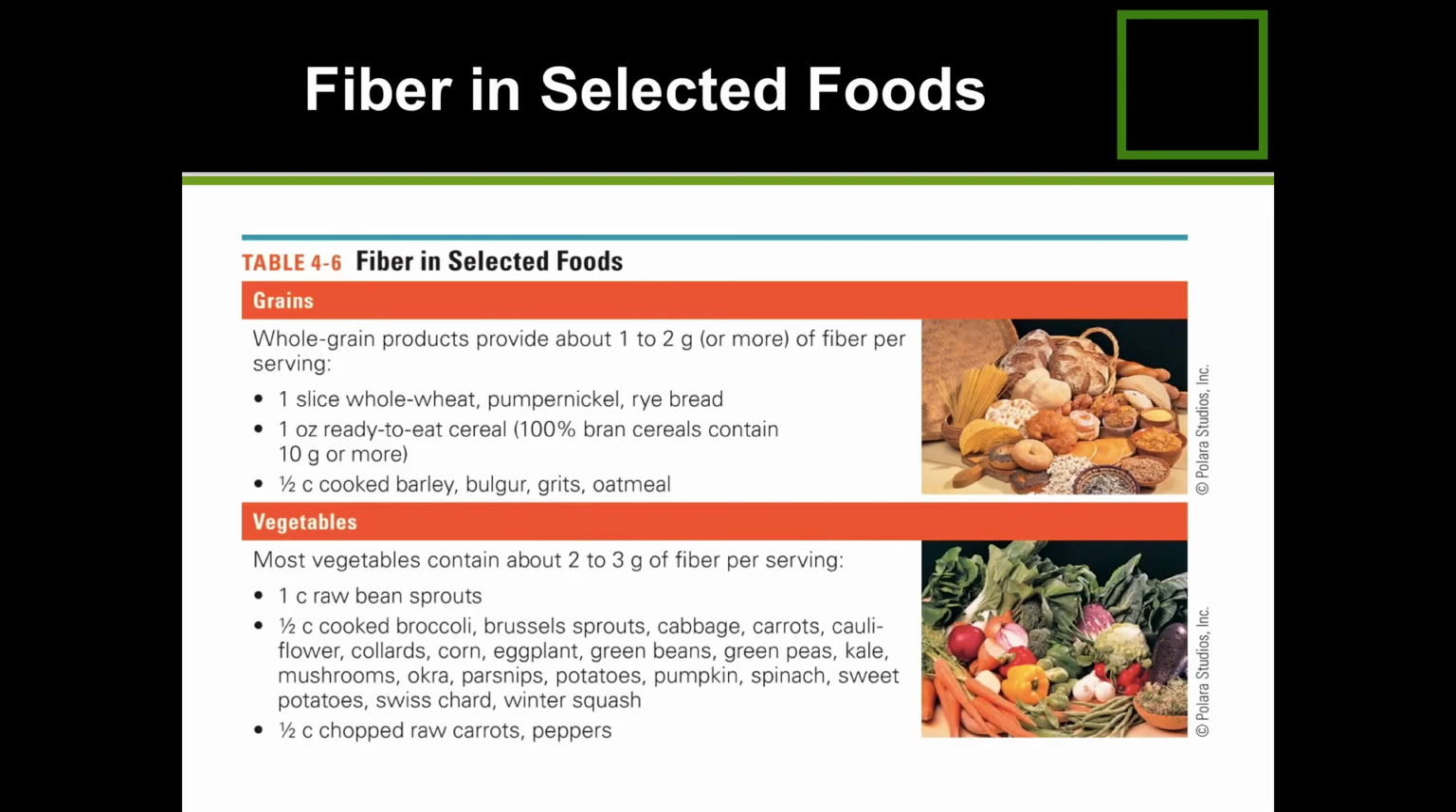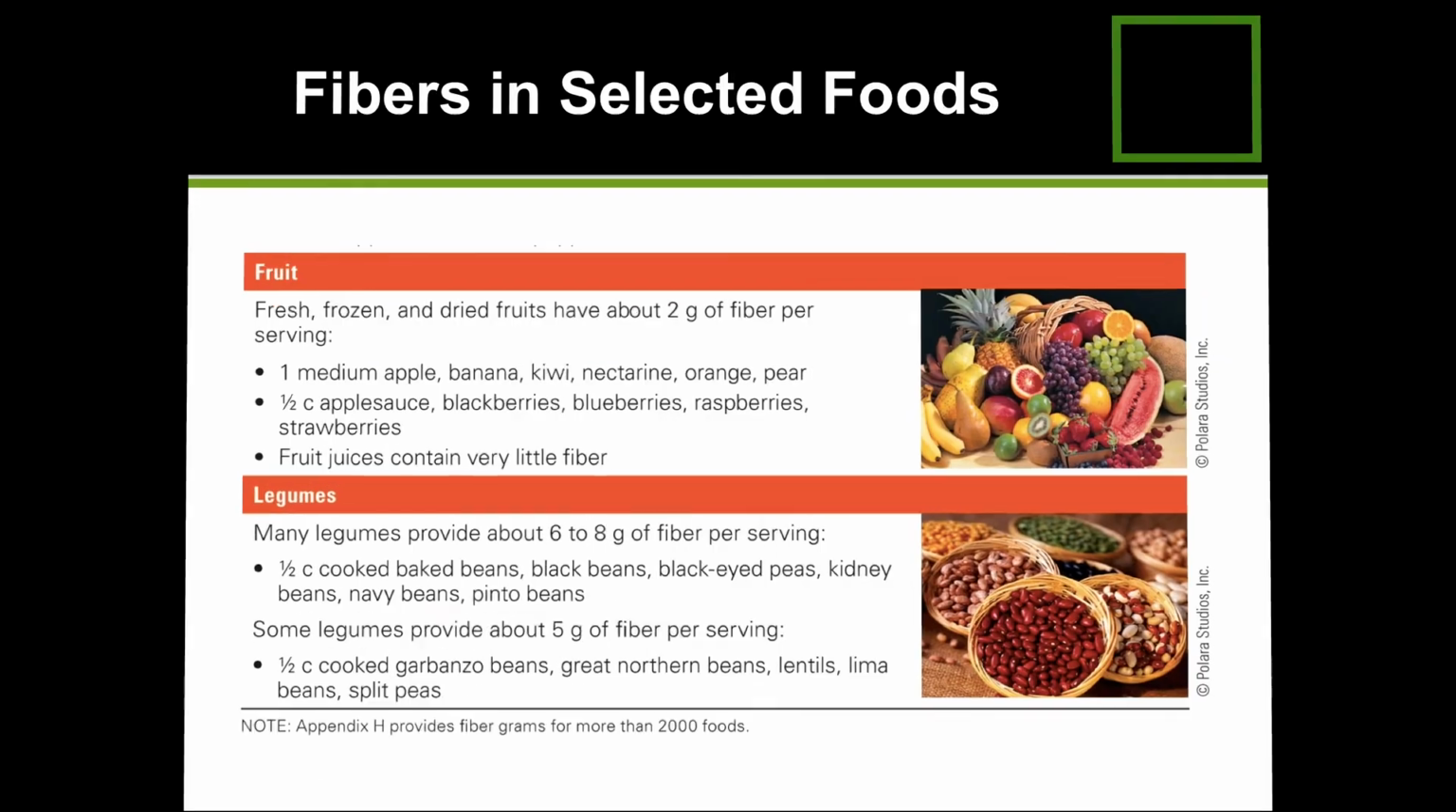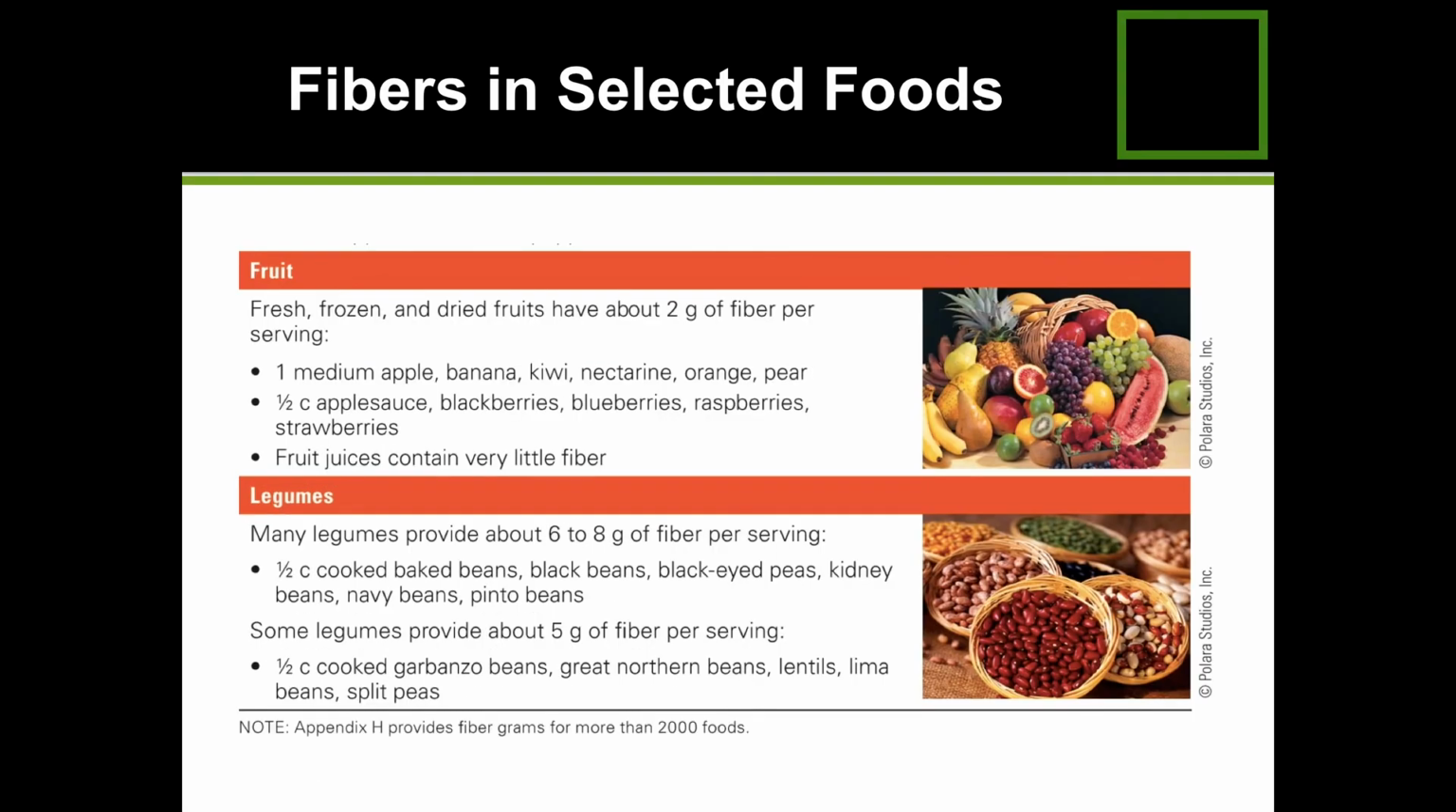This is fiber in selected foods. So whole grain products provide about 1 to 2 grams of fiber per serving. Vegetables actually contain 2 to 3 grams of fiber per serving. Your fruit is about 2 grams of fiber per serving. And your legumes give you a bunch of fiber. Your legumes give you 6 to 8 grams of fiber per serving. This is why they're so important.